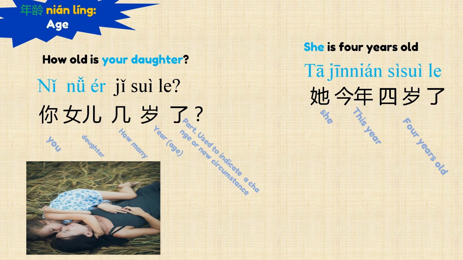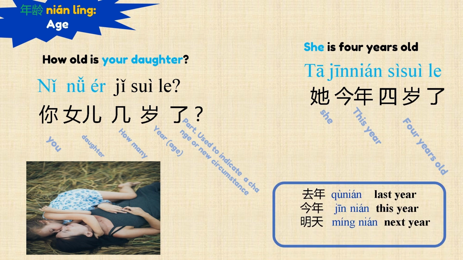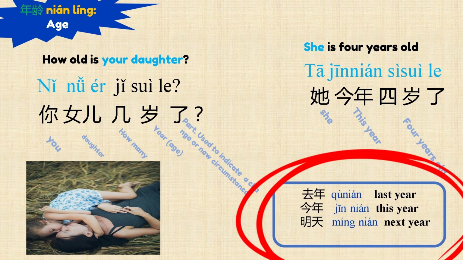今年 this year. Please note that this year in Chinese it is 今年. Last year 去年, and next year 明年.